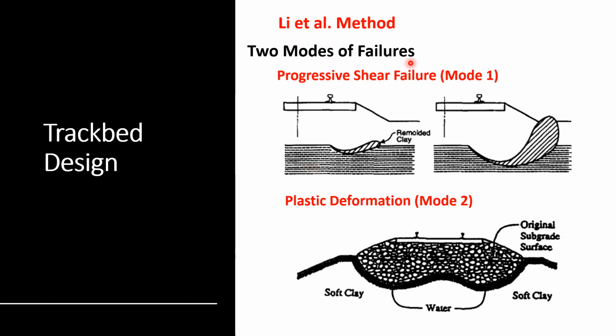So in Lee et al., you're dealing with two modes of failure. We have the progressive shear failure, and that's basically when the load is excessive compared to the capacity of your subgrade, and then you start forming this rutting, basically, of your subgrade due to the excessive settlement and shearing along your subgrade. So it's very similar to a bearing capacity failure. And the plastic deformation is the second mode, and that deals quite a lot with your serviceability.